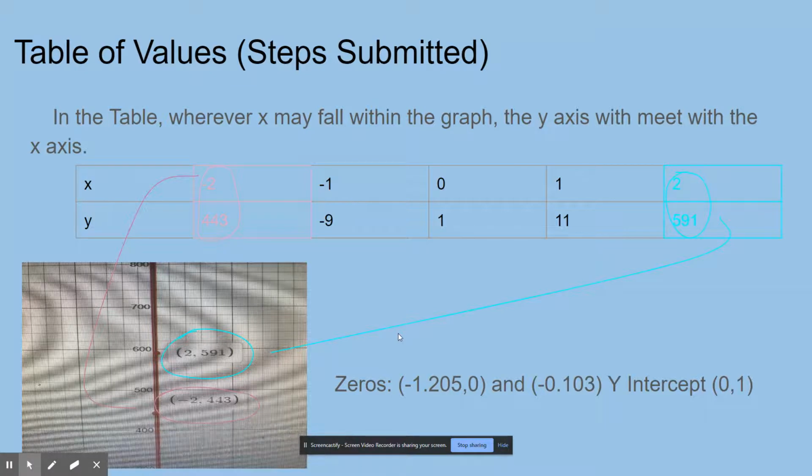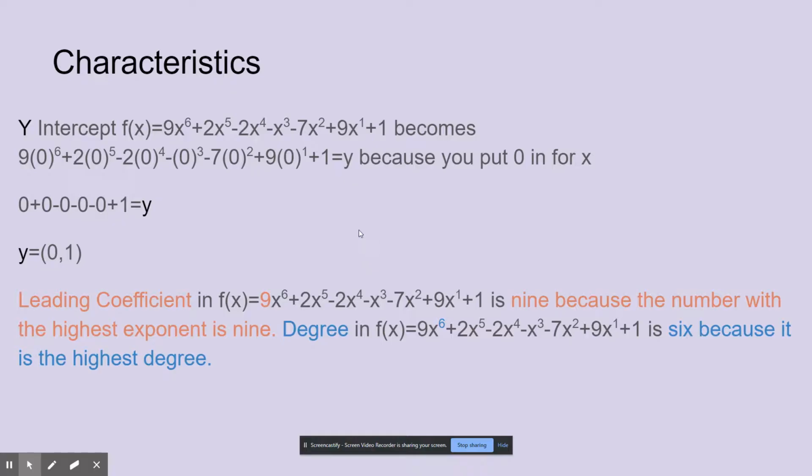So the zeros are -1.205, 0, and -0.103. So I kept on going with this to find it, and I used the graphing calculator. Characteristics. To find the y-intercept, I plugged in 0 for all of the x's, canceling everything out, giving me y equals 0, 1. The leading coefficient is 9 because it's the highest number with the highest exponent, and the degree is 6 because it's the highest degree.